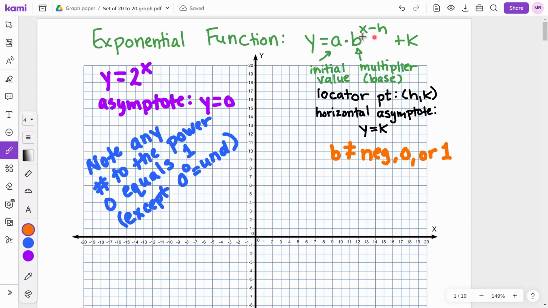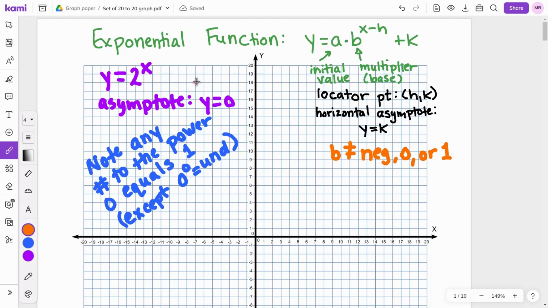X minus h, this is your left-right movement, and then the plus k is your up-down movement. Now, you will have a locator point that's going to help you figure out where your initial value is and your asymptote, your horizontal asymptote. So again, it's going to be like all the other ones we've seen. It's going to be (h, k). Now, your horizontal asymptote is going to be y equals k.